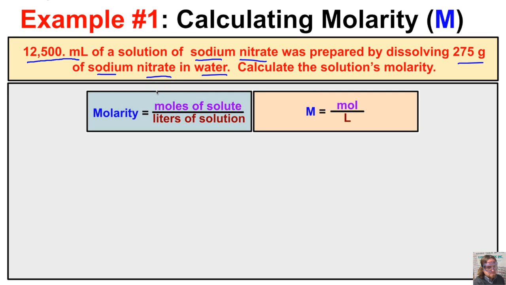However, if we take a look at this problem here, we don't know the number of moles of solute, right? We know the number of grams of solute. We know we have 275 grams of sodium nitrate. And so what we're going to have to do is we're going to have to convert these grams of sodium nitrate to moles first. So how can we do that? Well, the very first thing we have to do is pull out our periodic table of elements. And if we do that, we can write the correct chemical formula for sodium nitrate. So let's figure out what that's going to be. Sodium nitrate.